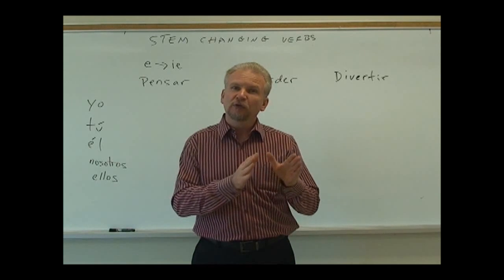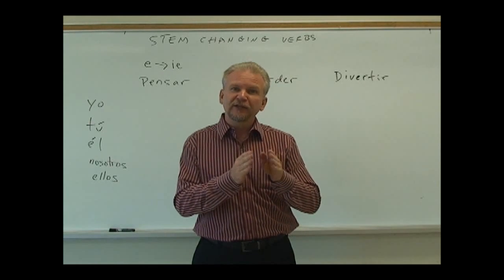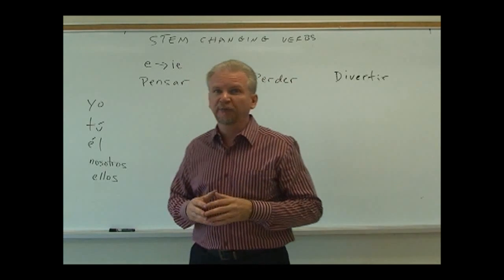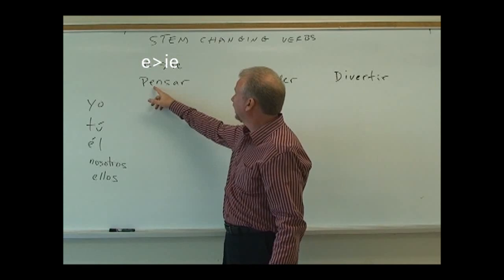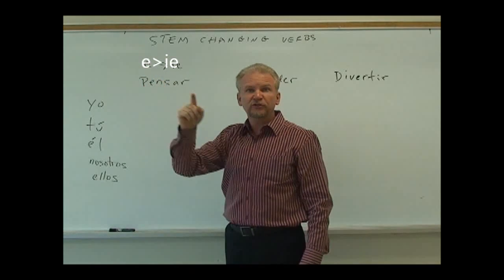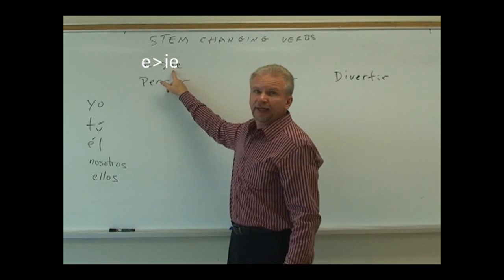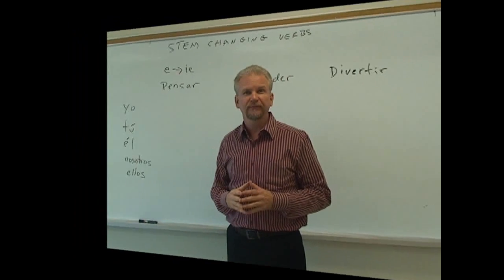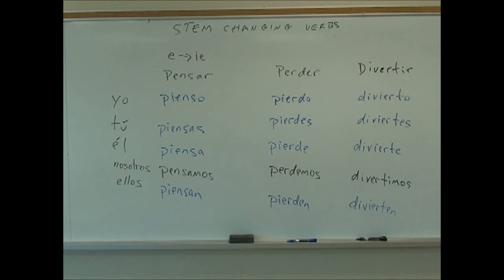In other words, where the main part of the verb gets a little change in spelling when we're conjugating it. These are examples where we have verbs that have an E that will be changing to IE. We're adding another vowel. We see these verbs conjugated. The first one, an AR verb, pensar, the verb to think. The E changes to IE.